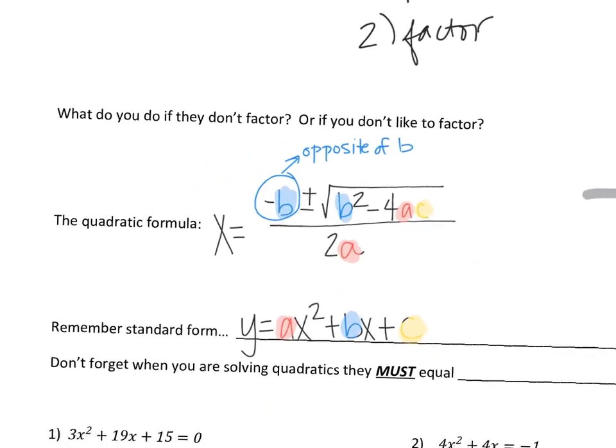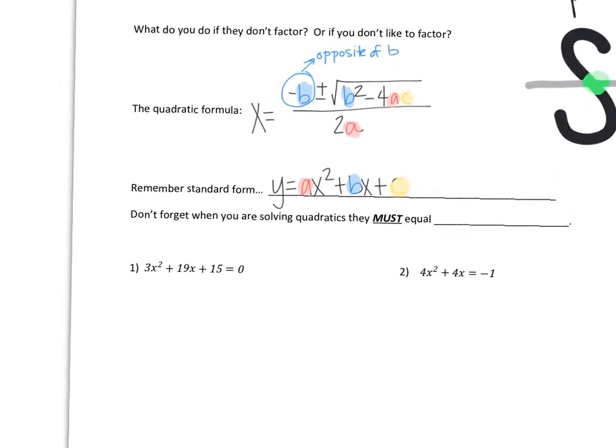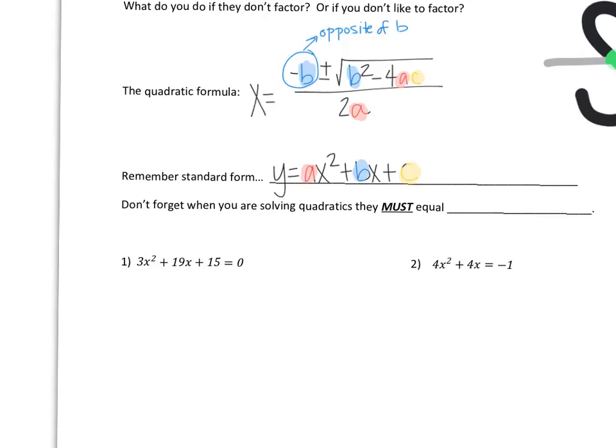So we're going to use this, and we're going to work out problem number 1. Problem number 1 says 3x squared plus 19x plus 15. First thing we're looking for is what is a, what is b, and what is c. Remember, a is the number in front of x squared, so a is going to be 3. B is the number in front of x, so b is going to be 19. And c is the number on the end by itself without a variable attached to it, which is 15.